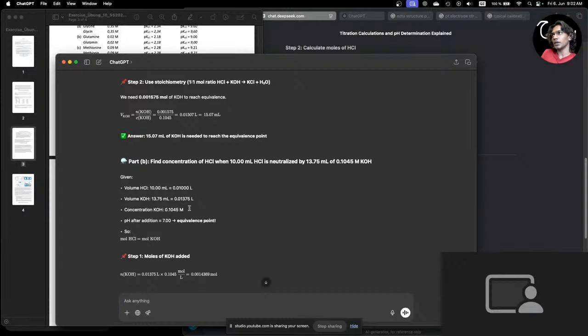What would that be? Volume of HCl, volume of KOH, concentration of KOH. The concentration was given in the last part. Yeah.